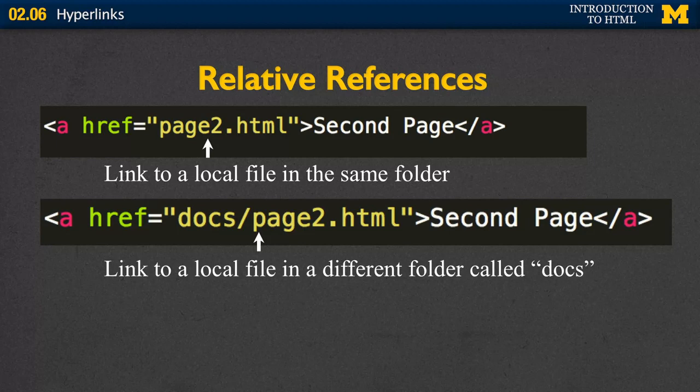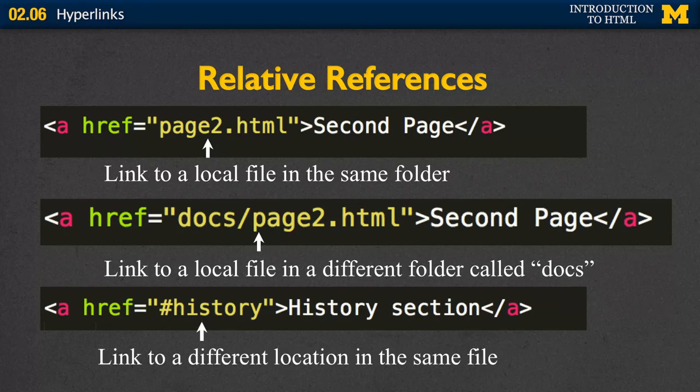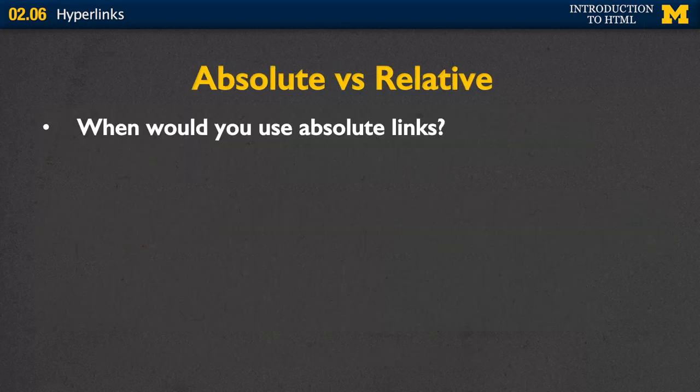The third way we can use a relative reference is to use the ID tag. So when you have href equals #history, we're saying there's another location inside this same file and it's called history. All right.